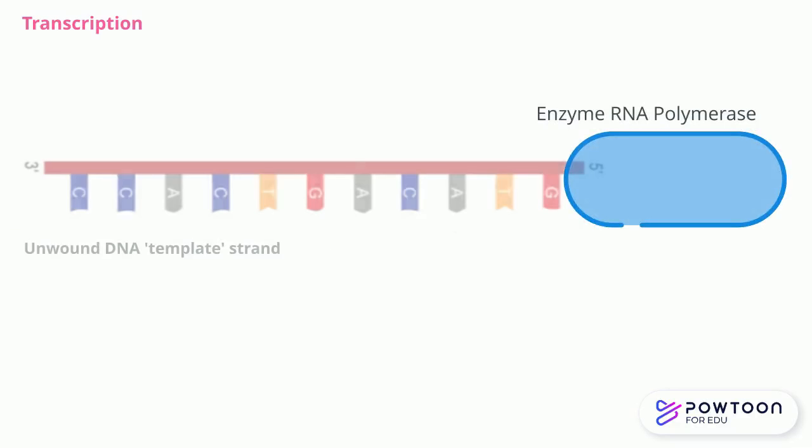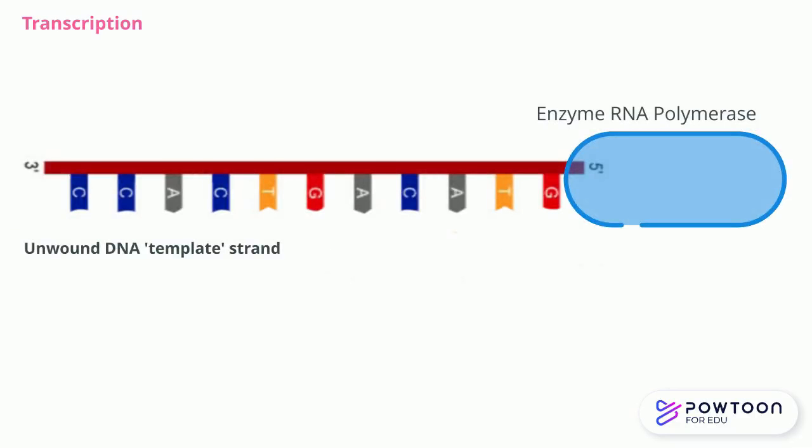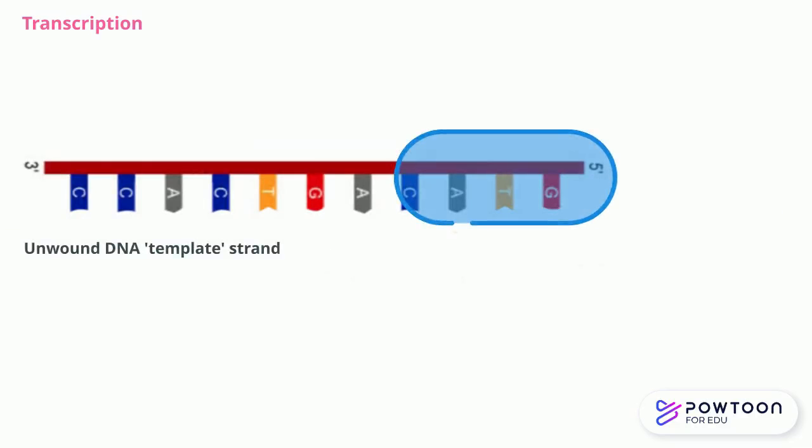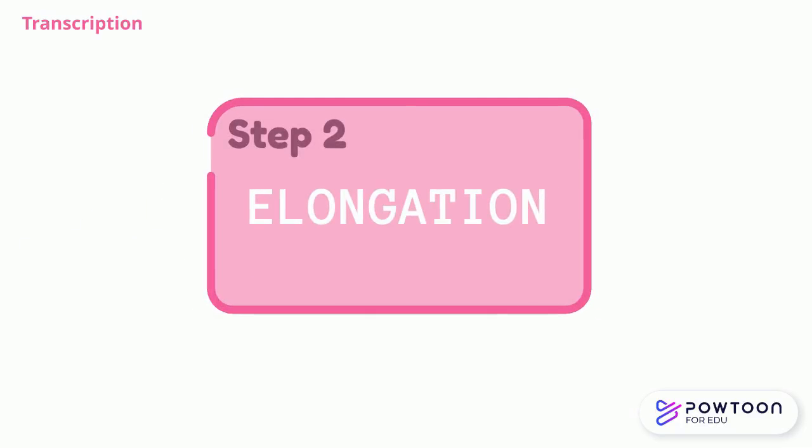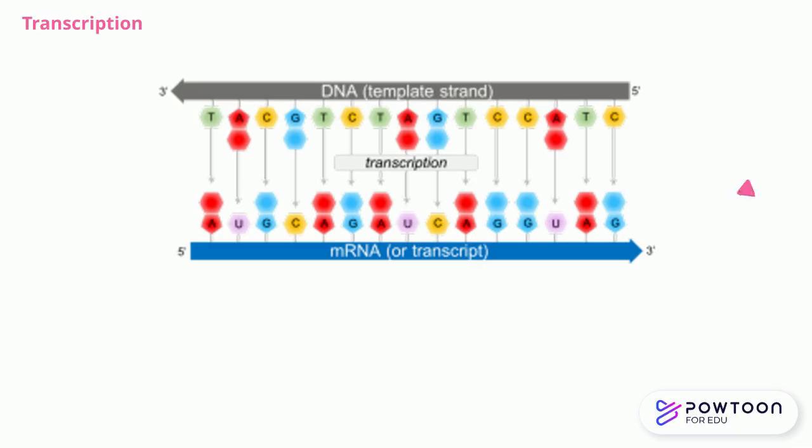The enzyme RNA polymerase then binds to the unwound DNA and decodes the entire strand, now acquiring the ability to construct a strand of RNA with a complementary base sequence. Step 2, elongation, the addition of nucleotides to the RNA strand. Following the enzyme's base reading, an mRNA molecule is built using the complementary base pairs.